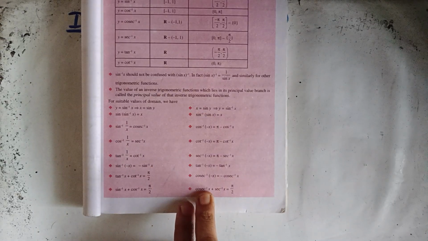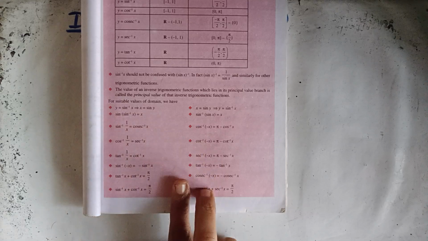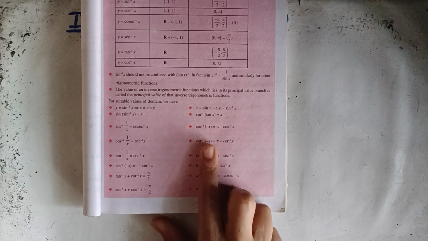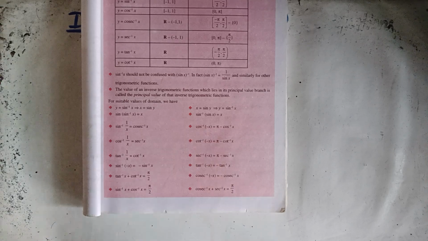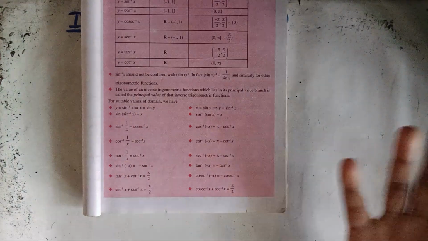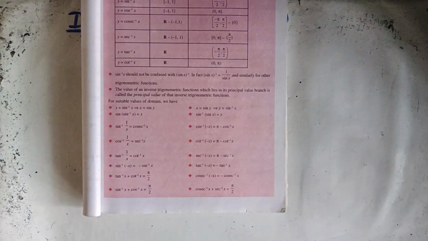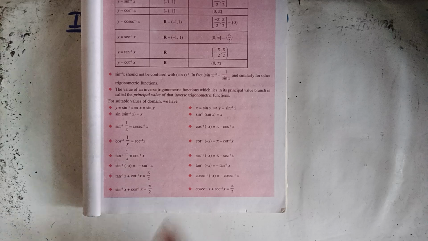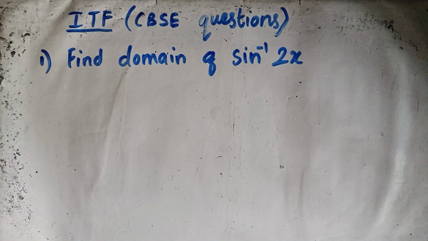So these are the properties which you have. For cos inverse, cot inverse and sec inverse, if the value which you have taken from the domain is negative, then you have to do pi minus that value. Then these are also the properties. So let's start solving.